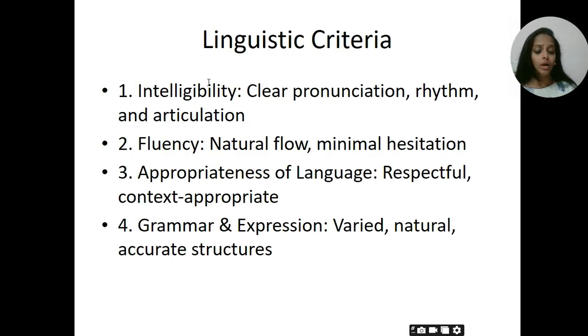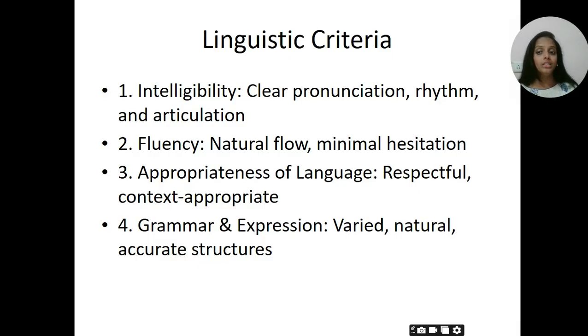So when we talk about the linguistic criteria, that is an important criteria. First thing that we need to see here is the intelligibility. This refers to how clearly your speech is understood by the listener throughout the conversation. It involves your pronunciation, articulation, rhythm, and clarity of individual sounds and words. So, consistent clarity and ease of understanding are essential to meet this criteria effectively.